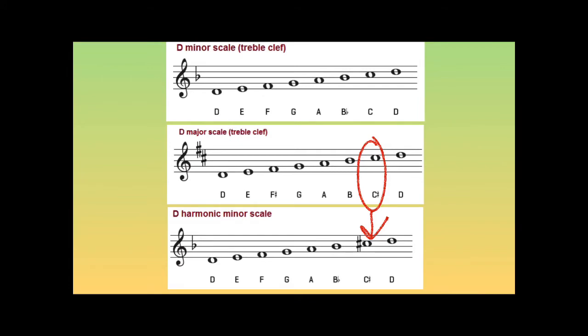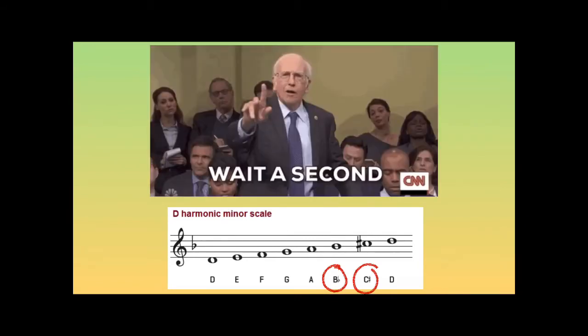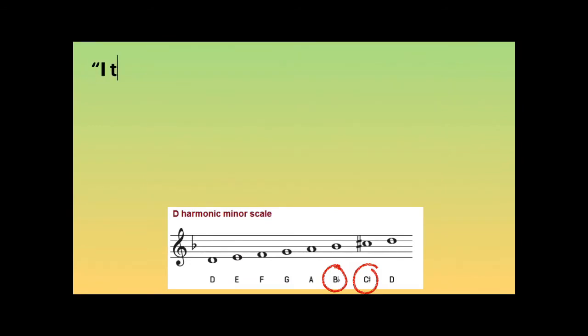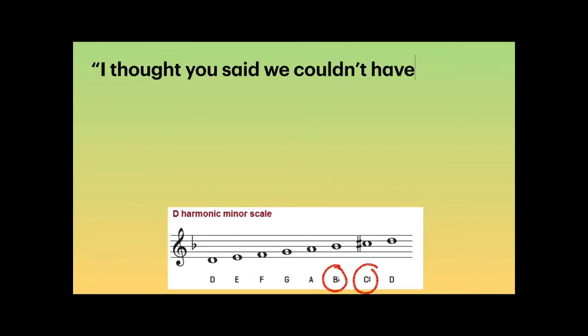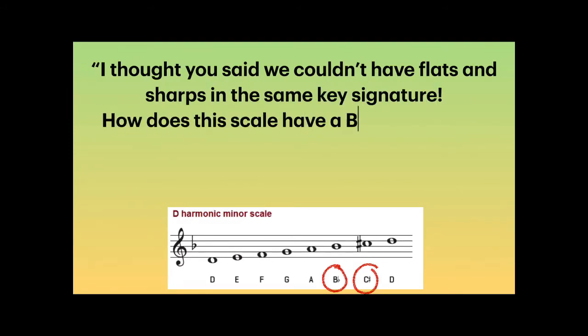Now I know what some of you are thinking. There's a B flat in this scale and a C sharp in this scale. Wait a second. I thought you said we couldn't have flats and sharps in the same key signature. How does this scale have a B flat and a C sharp? Great question.